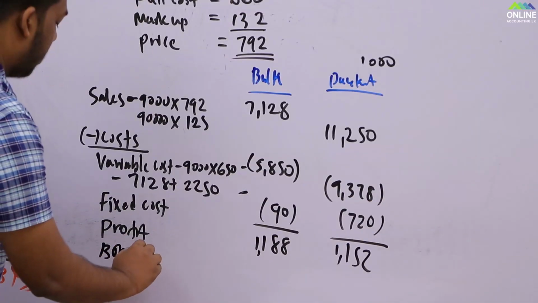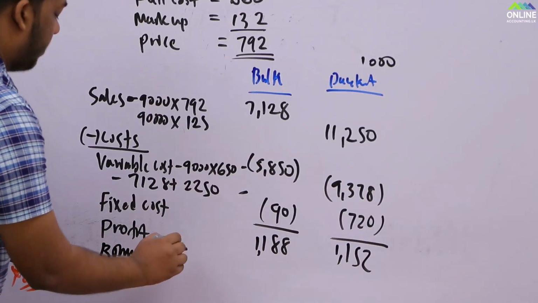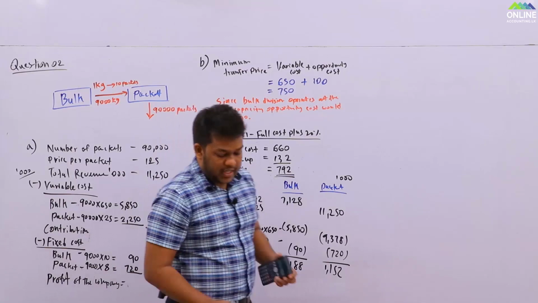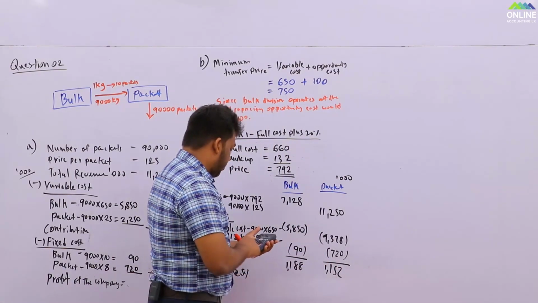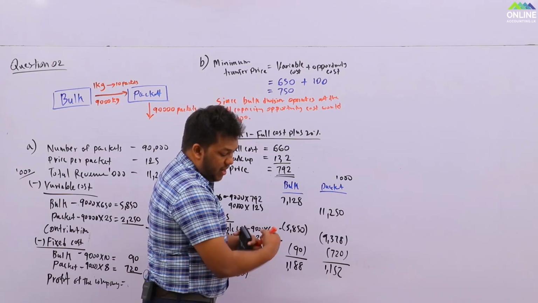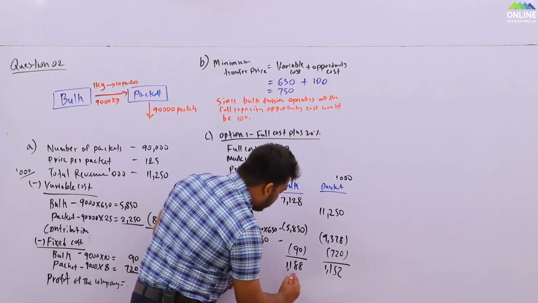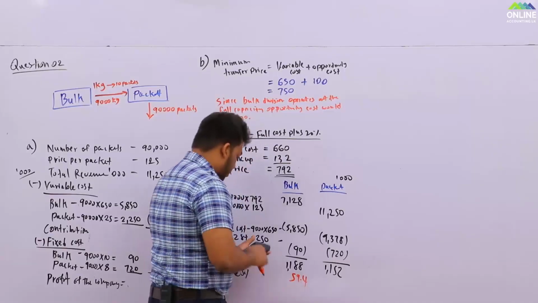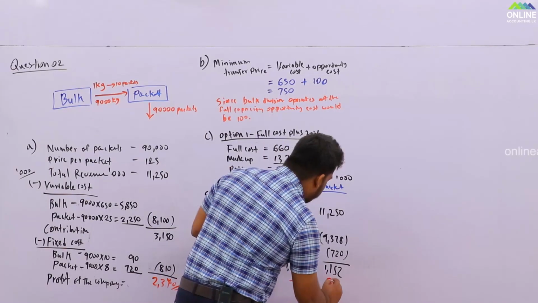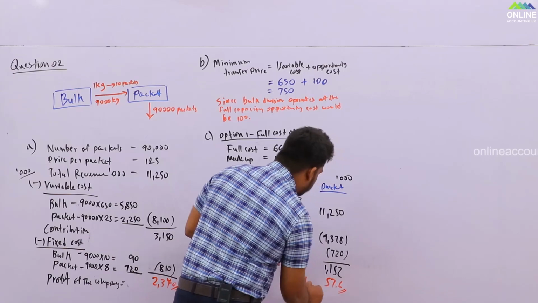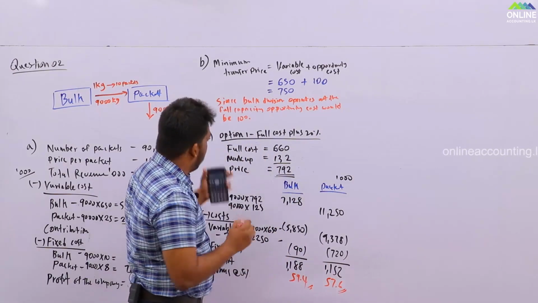So bonus is given at 5%. Bonus at 5% is how much? 1188 into 5%, 59.4. Then 1152 into 5%, 57.6. So this is the bonus in option 1.